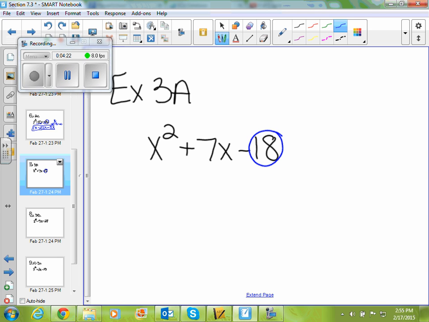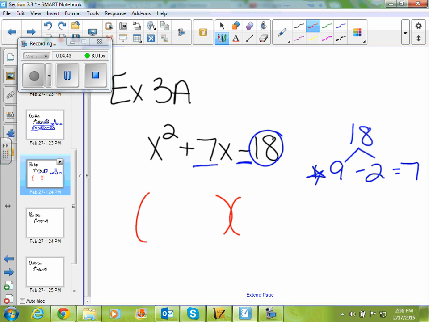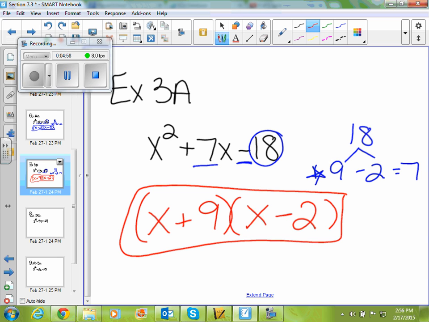So factors of 18, only in this case we're looking for ones that subtract, because there's a minus in front of the 18. So subtract to positive 7. What are some factors of 18? 9 and 2. And 9 minus 2 gives me 7, which is what we wanted because we wanted a positive 7. X squared breaks down into 2 x's. Then I have a 9 and a 2. Very good. The 9 is positive, but the 2 is negative. This is a positive 9, but this is a minus 2.